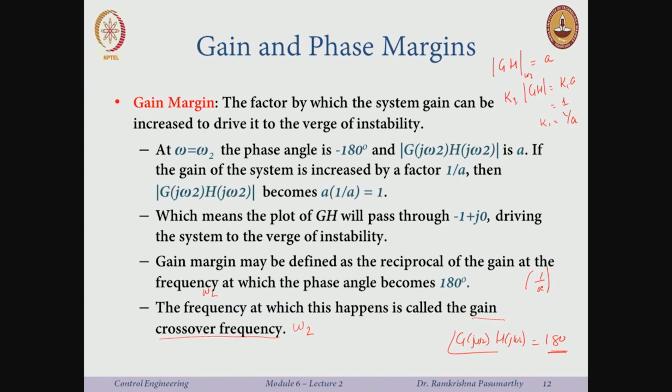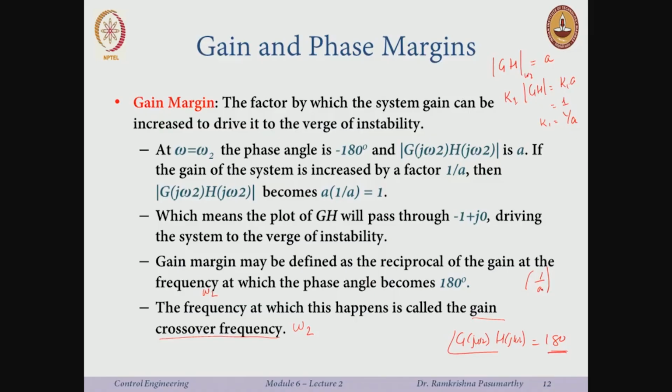So, by what factor should the gain be increased such that the system goes to the verge of instability? That is 1 over A. A again is defined as the value of G times H at omega 2. What is omega 2? Omega 2 is the frequency at which the angle becomes 180 degrees.